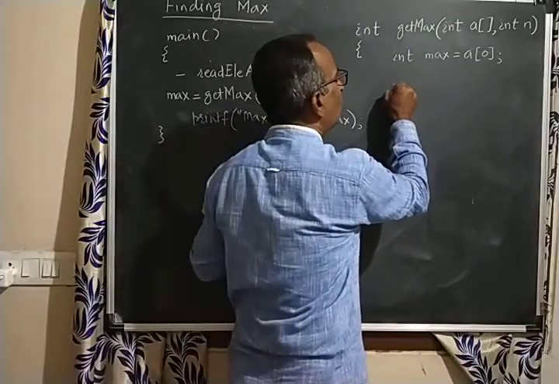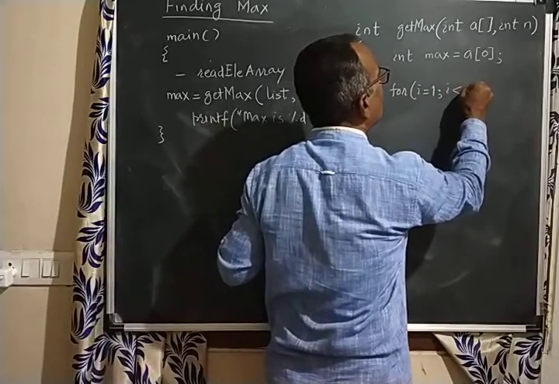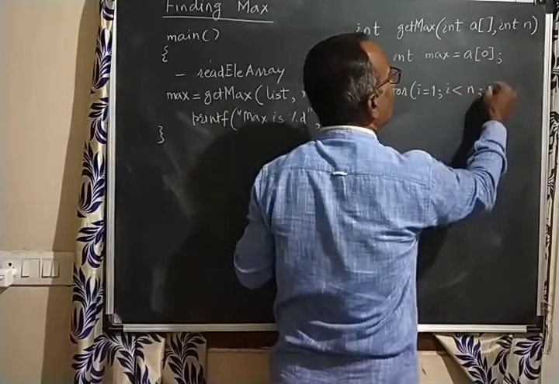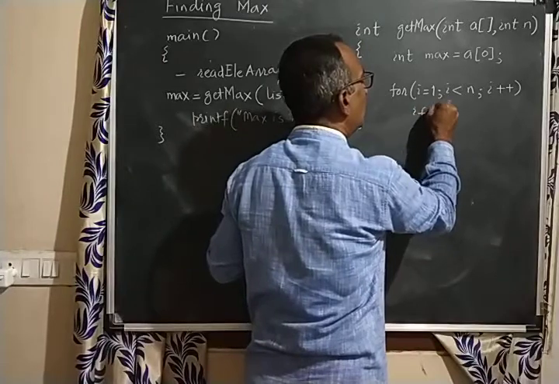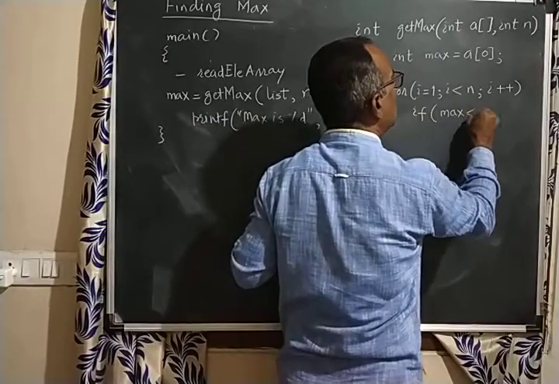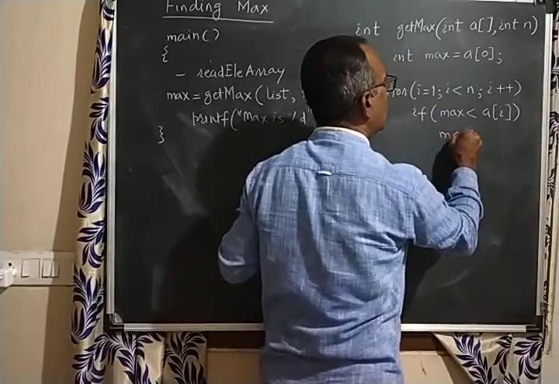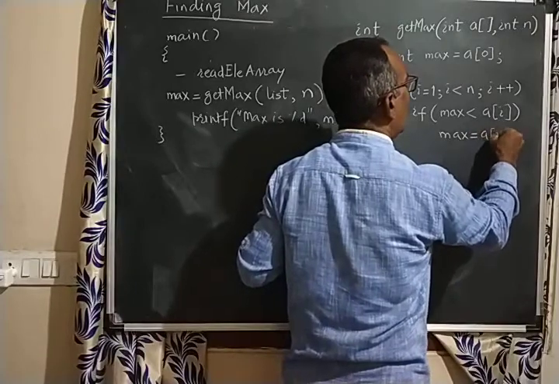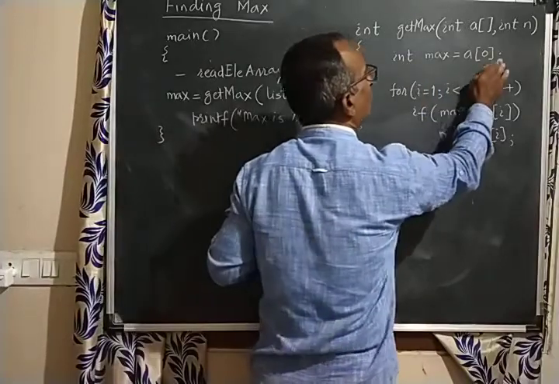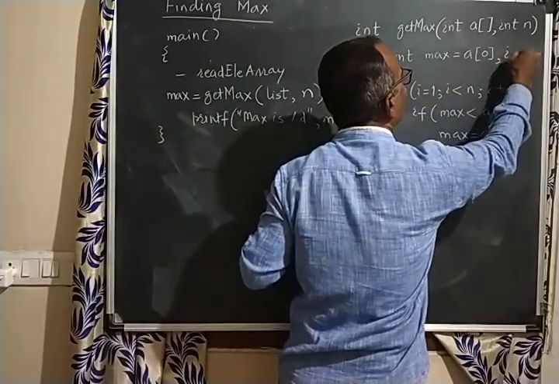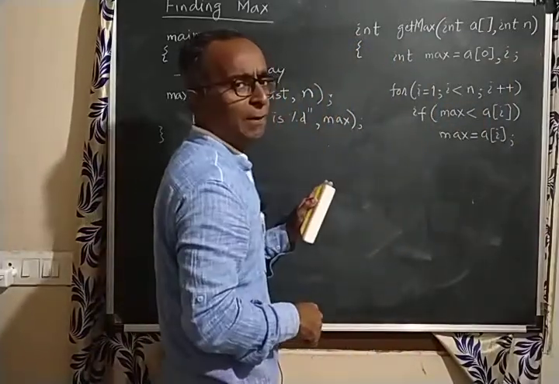Then for i from the next element, i less than n, because n is the number of elements in this array, and i plus plus. What he'll do: if max is less than a of i, then max is changed. Max is given a of i. This will go on continuing. i has not been declared, so I'll declare i here.